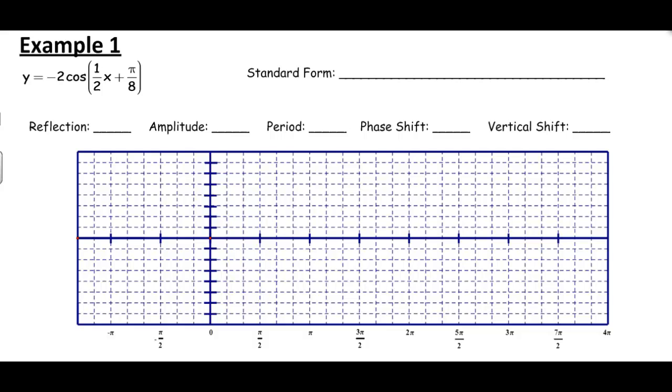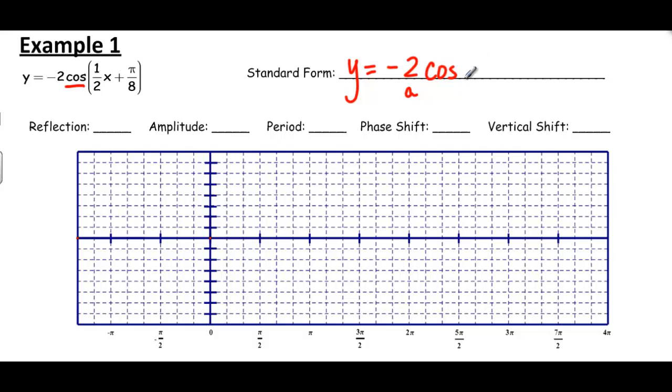So the first thing we want to do is make sure it's in what we call standard form. And that's that equation I gave you at the beginning: y equals a times, in this case, cosine times b parentheses x minus c, and then plus d. So if you look here, we start with our a value, which is, okay, we're multiplying the cosine by a -2, so this is our a value.